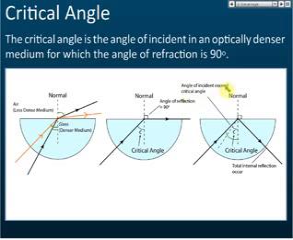When the angle of incidence exceeds the critical angle, then total internal reflection occurs. Okay? So that is total internal reflection. Critical angle and total internal reflection.